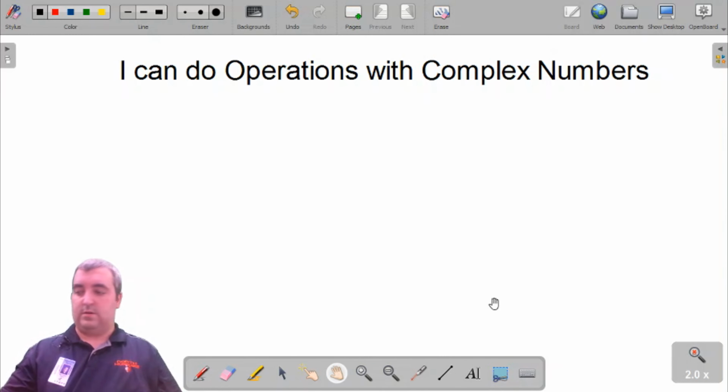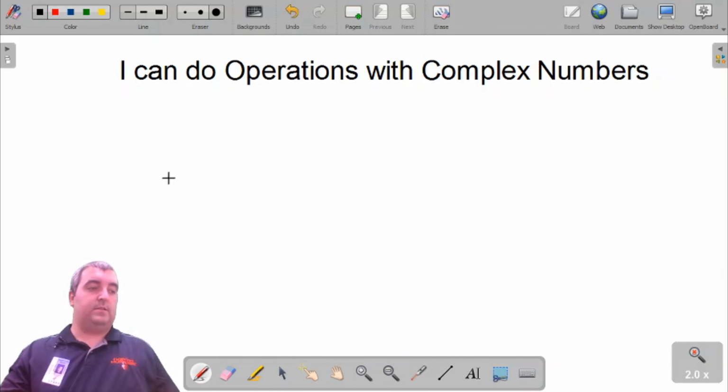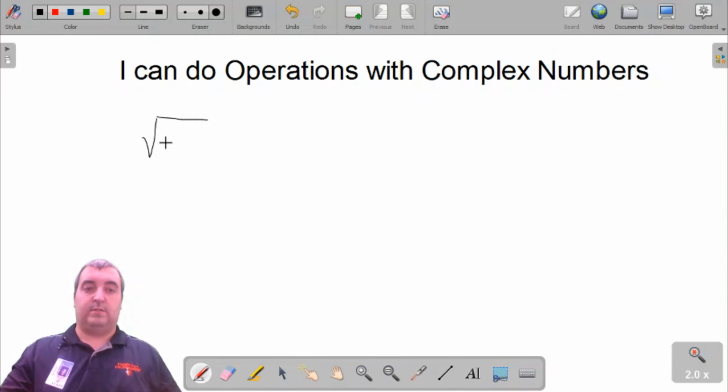Today we're going to talk about complex numbers and mainly just what they are and how to deal with them. So the first thing that we need to talk about is what a complex number is. Complex numbers come into play when we have a square root of a negative number. In particular, when we have a square root of -1, we represent that with the letter i. We use i for imaginary.